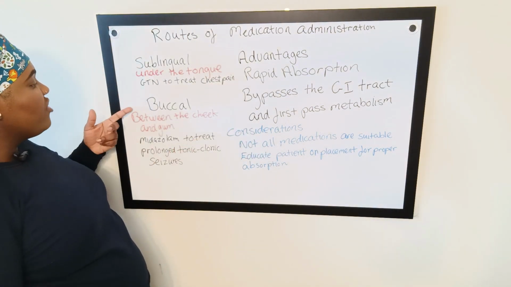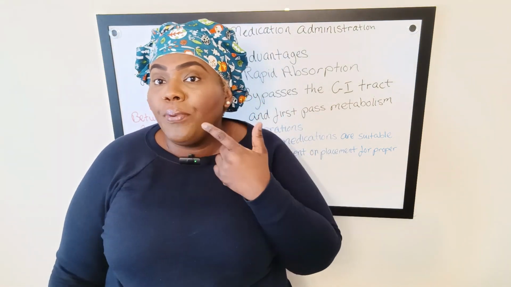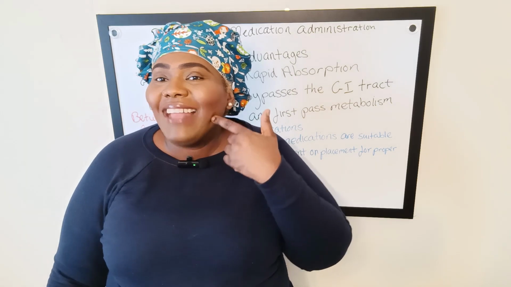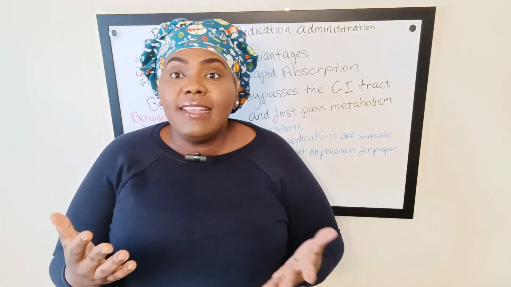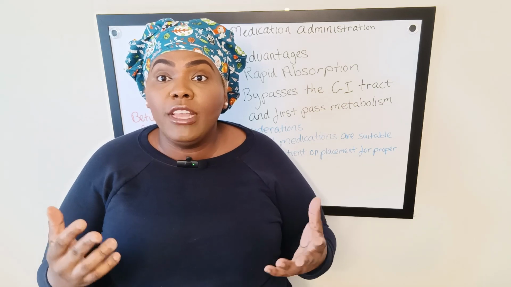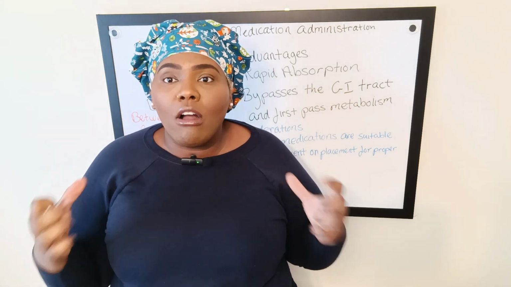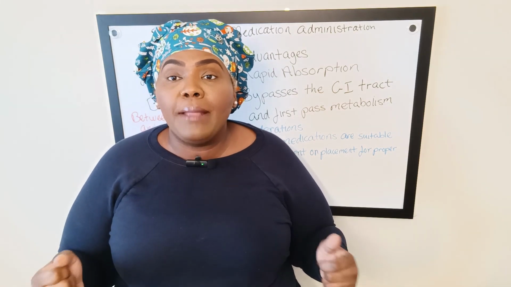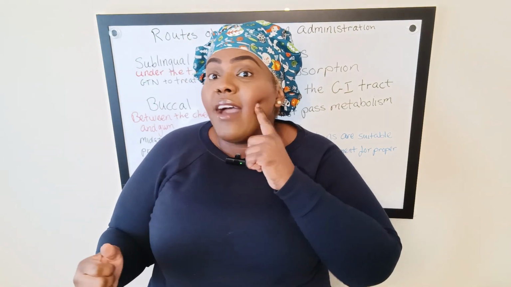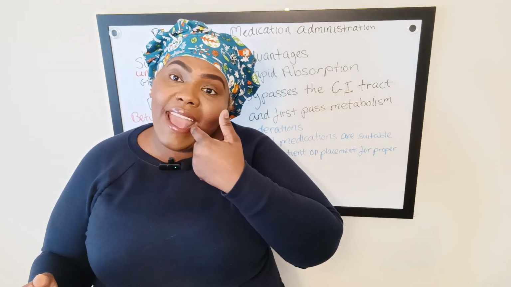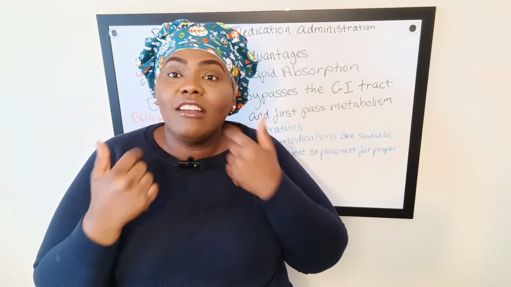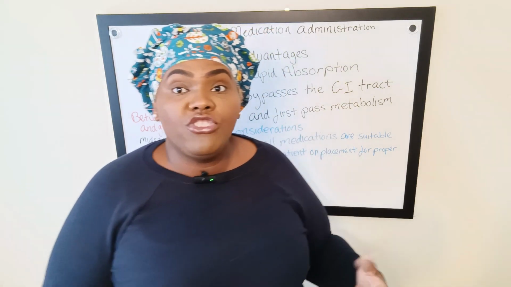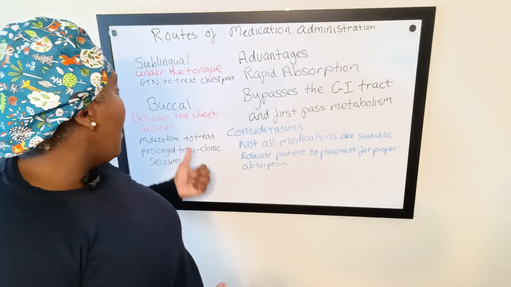Also, we give medication via the buccal cavity. What is the buccal cavity? Your mouth. So buccal means we're going to put it on the side, between the gum and the cheek. For example, a patient having tonic-clonic seizures, their jaw is locked. You cannot open that person's mouth. It's not safe. So what would we do to help that patient? We'll give them midazolam via buccal. So you put it inside on the side here between the teeth and the gum. That is the buccal medication. So that's another route of administration of medication. So we have sublingual and we have buccal.